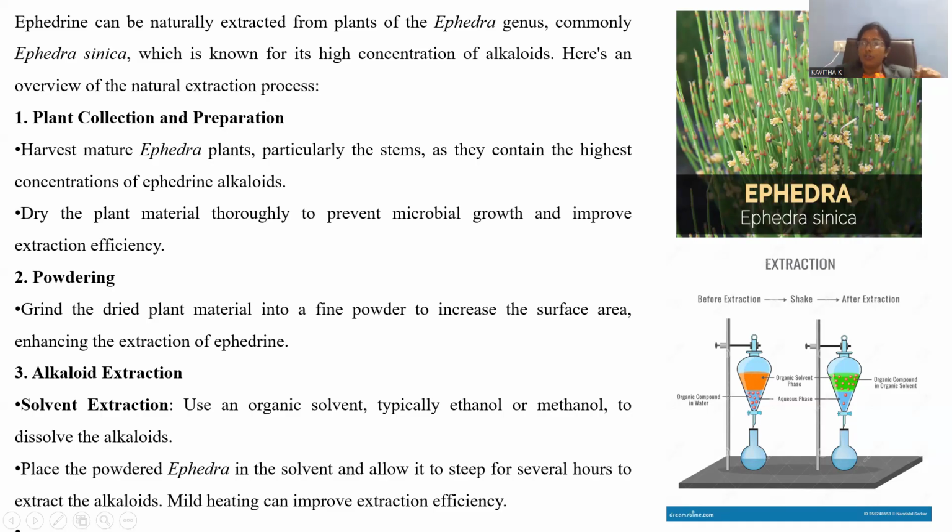Mild heating is also required, which improves the efficiency of the extraction. Whatever leftover alkaloid is within that crude also slowly comes into the liquid part, and extraction becomes more efficient under warming conditions. So this is the way the extraction process was carried out.